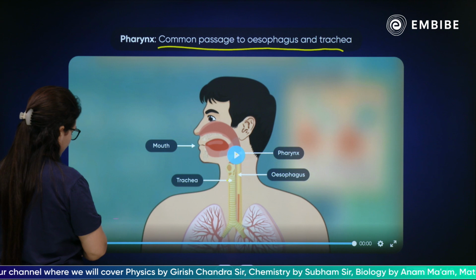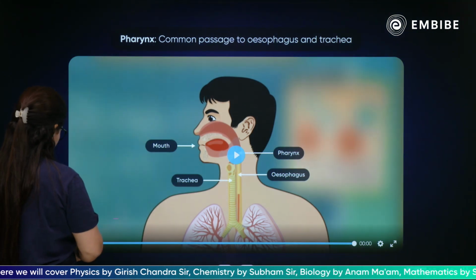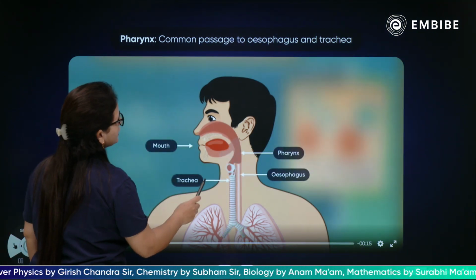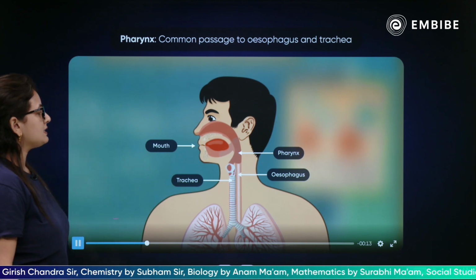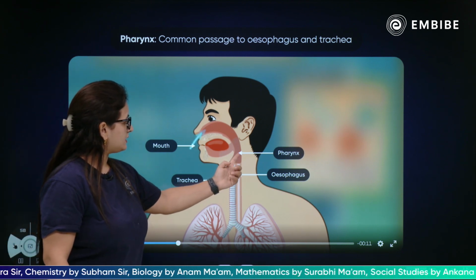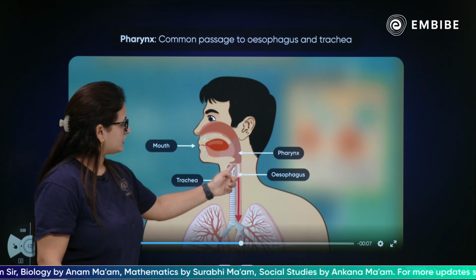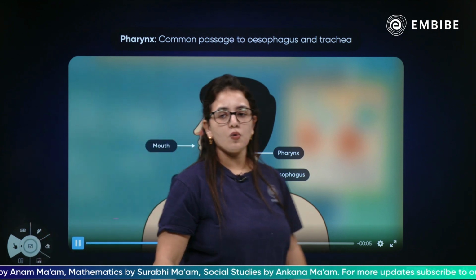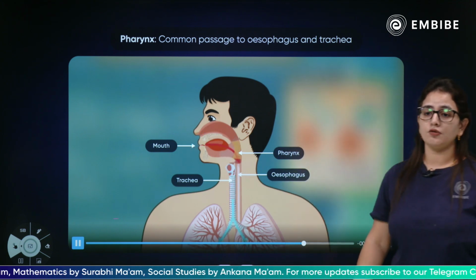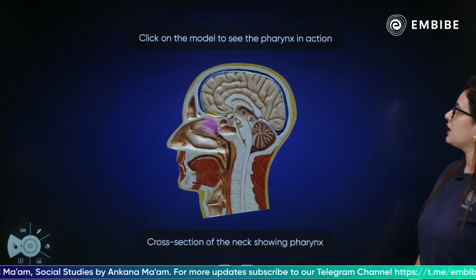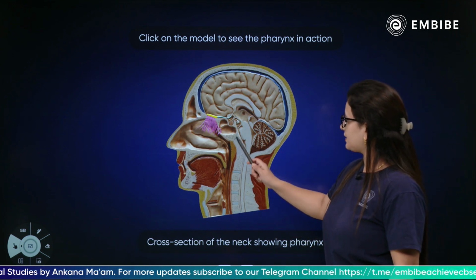Once again, I am just playing it. Can you see this? Your pharynx is a common passage to the esophagus and the trachea. This is how the air is going in, and this is how the food will go in. So this is a common passage for the esophagus and trachea. As we talk more about the pharynx, children, click on the model to see the pharynx.